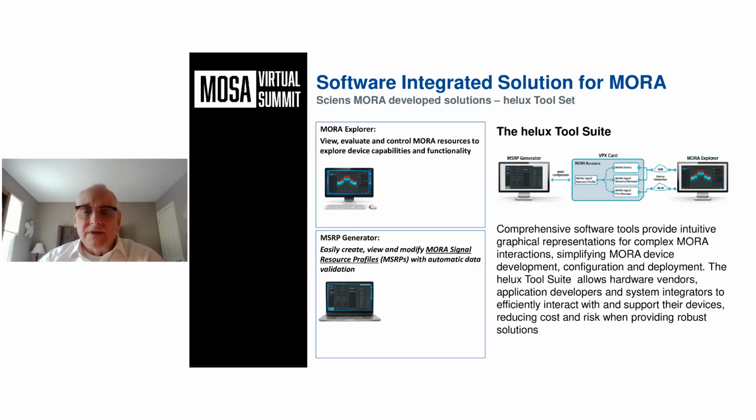Secondly, one needs to manage the MORA resources through something called the MORA signal resource profile. And this is done with a tool called an MSRP generator. This allows you to describe an RF device and to give it a profile so that it can then be communicated with in the context of using MORA. In the middle on the right side, we see a block that's equivalent to the SDR.